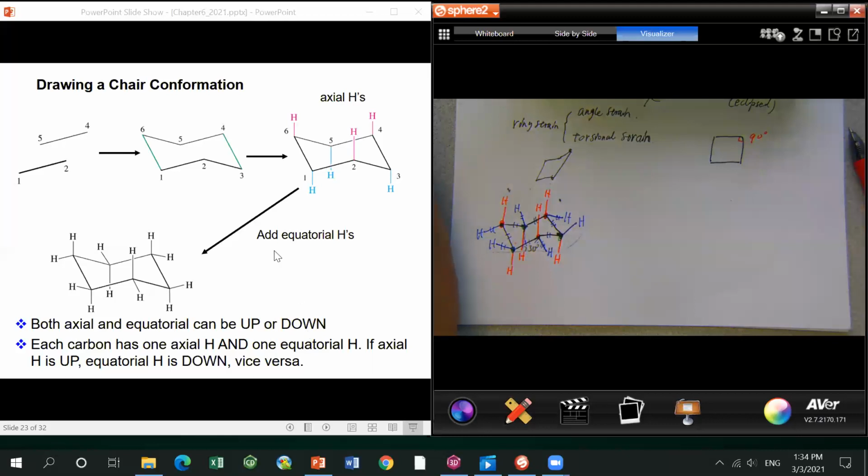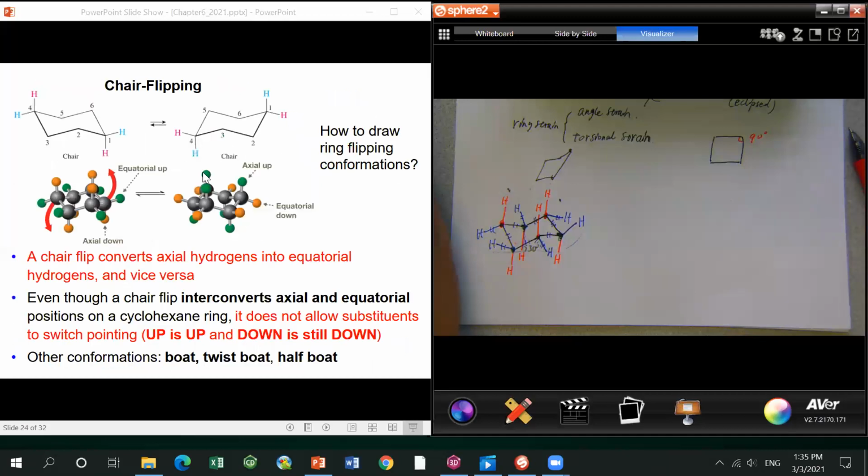All right, so why do we need to care about drawing the chair conformation? Because an individual cyclohexane has more than one chair conformation. There are two chair conformations, and we call this the ring flip. What does that mean? Here is the cyclohexane, and this one only highlights the hydrogens on carbon 1 and carbon 4. When you do a ring flip, what was originally a carbon going up will go down, and what was originally going down will go up.